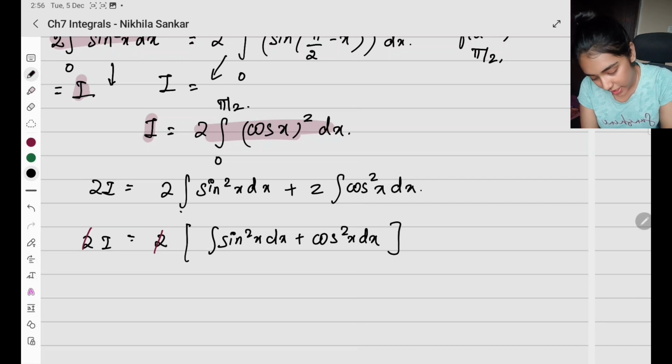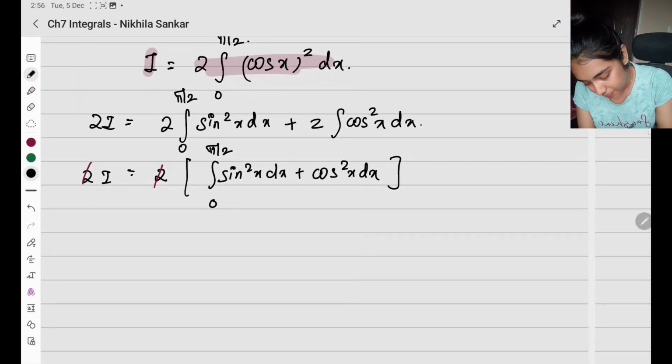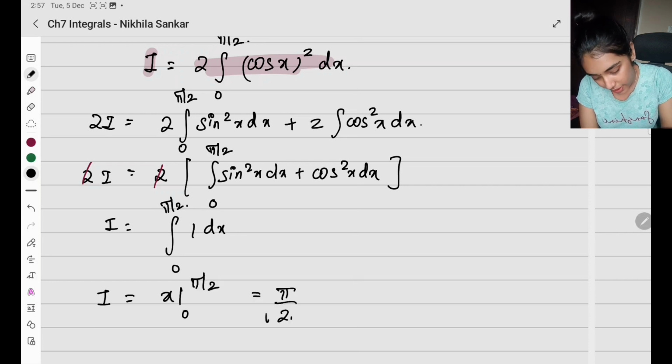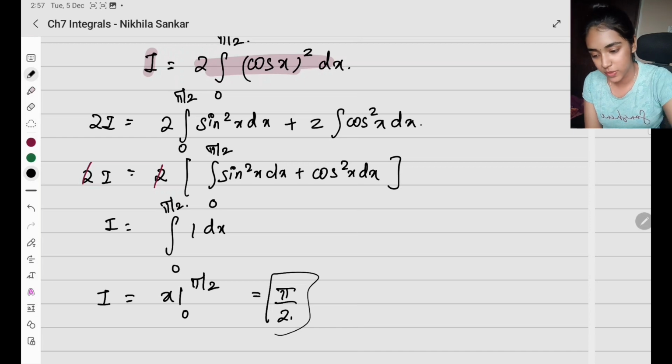So what will be my final answer? Here the integral limits are going to be 0 to pi by 2. So this is nothing but I equals the integral of sin square x plus cos square x, which is 1, times dx from 0 to pi by 2. So I equals x from 0 to pi by 2, which is going to be pi divided by 2. So this is my answer. Okay, please copy.